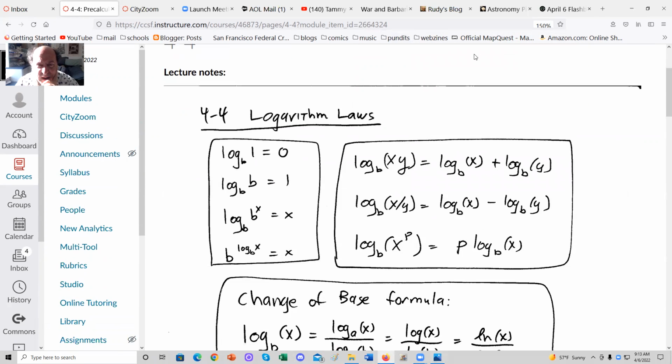All right, for today, 4-4 and 4-5, if I recall correctly. We got to 4-3 last time. Now 4-4 is about logarithm laws, and 4-5 is exponential and logarithmic equations.